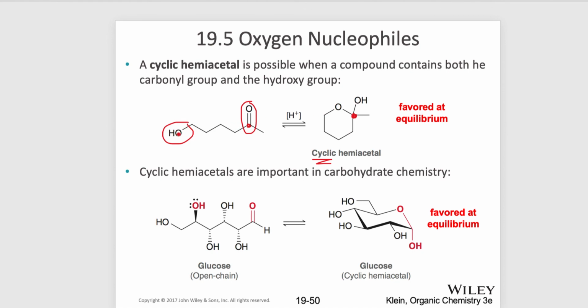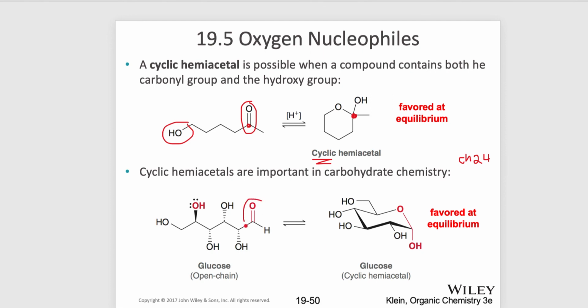Here we have the oxygen, the OH group. We can find that over here. But essentially, we are converting a carbon-oxygen double bond to 2 carbon-oxygen single bonds. So that can help guide us. And as I just mentioned, cyclic hemiacetals are important in carbohydrate chemistry. So this is going to be a preview to chapter 24 when we talk about carbohydrates.